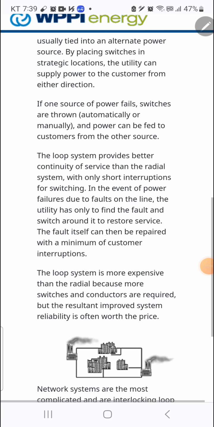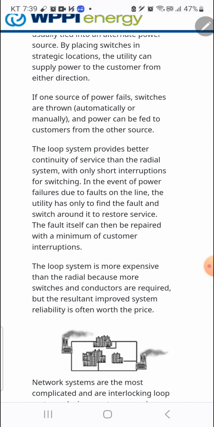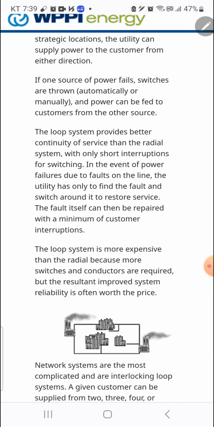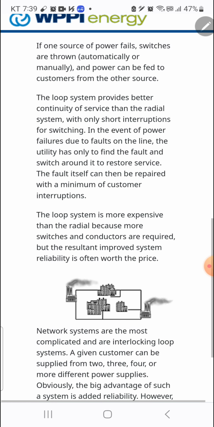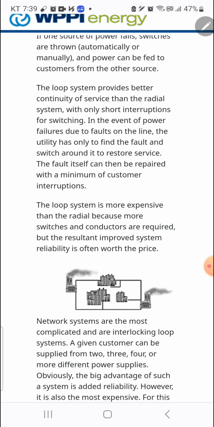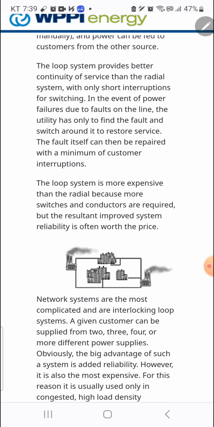The loop system provides better continuity of service than the radial system, with only short interruptions for switching. In the event of power failures due to faults on the line, the utility has only to find the fault and switch around it to restore service. The fault itself can then be repaired with a minimum of customer interruptions.